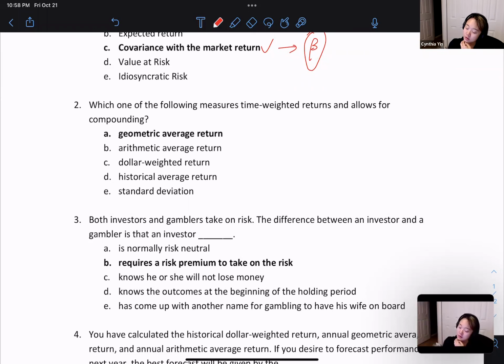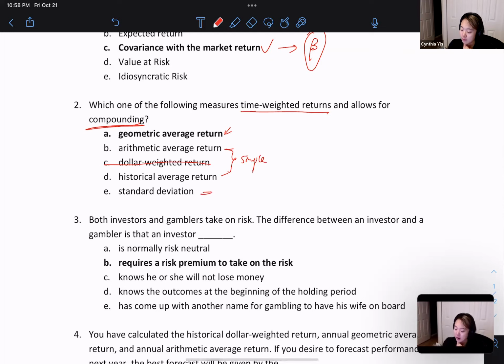Yeah. So which of the following measures the time weighted return? I wanted to say we will not test dollar weighted, so it's irrelevant. Time weighted return. I didn't cover this in class, but you should be able to tell from the compounding. Geometric return allows compounding, and this one and B and D are just simple, no compounding. Standard deviation is just irrelevant.